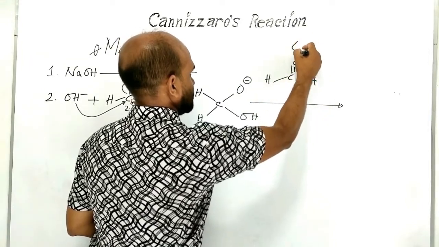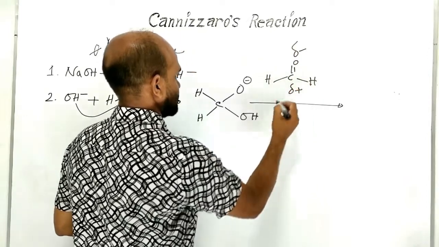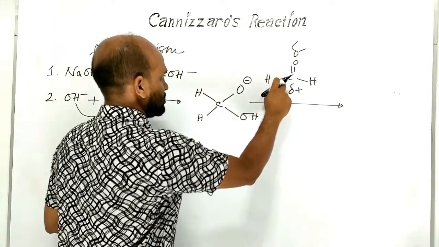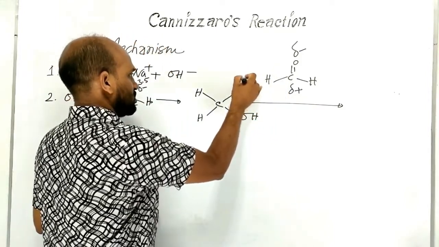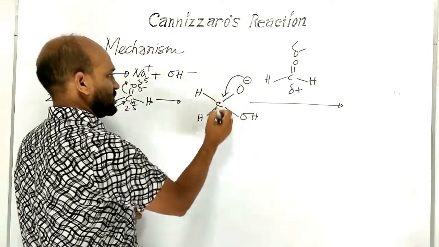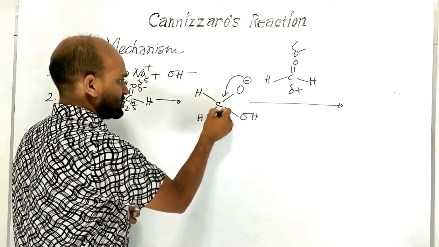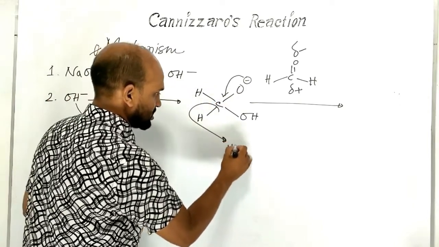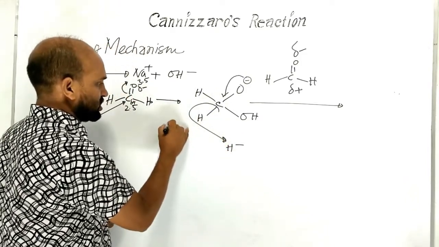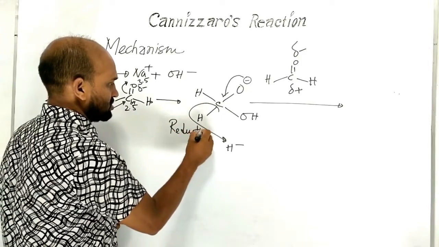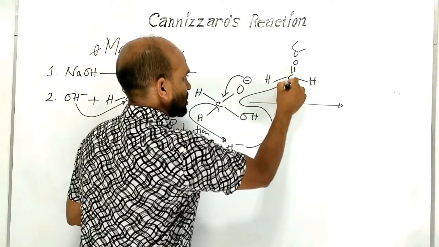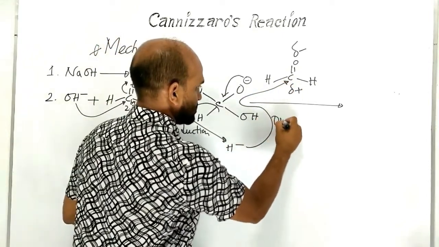It becomes negatively charged, it becomes positively charged. When this ion interacts with this molecule, then this lone pair of electrons forms pi bond. At that time, this hydrogen is released as hydride ion. Release of negative ion is known as reduction. And this hydride ion bonds to this carbon, which is called oxidation.